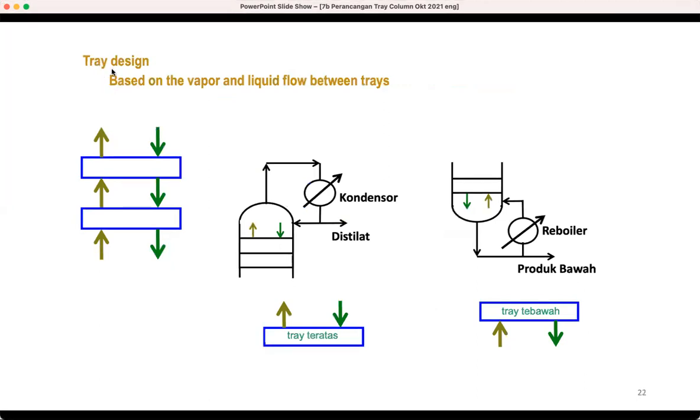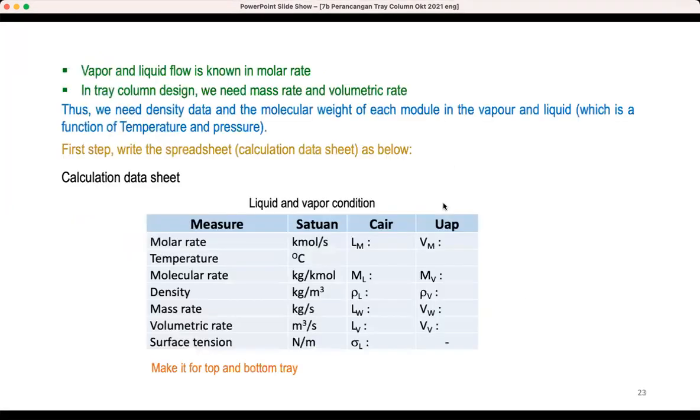Okay, so tray design is based on the vapor and liquid flow between trays, from the upper tray and the lower tray. From the exact calculation, we can get the vapor and liquid flow in molar rate. For a tray column design, we need mass rate and volumetric rate. Thus, we need density data and the molecular weight for each component in the vapor and the liquid, which are a function of temperature and pressure.